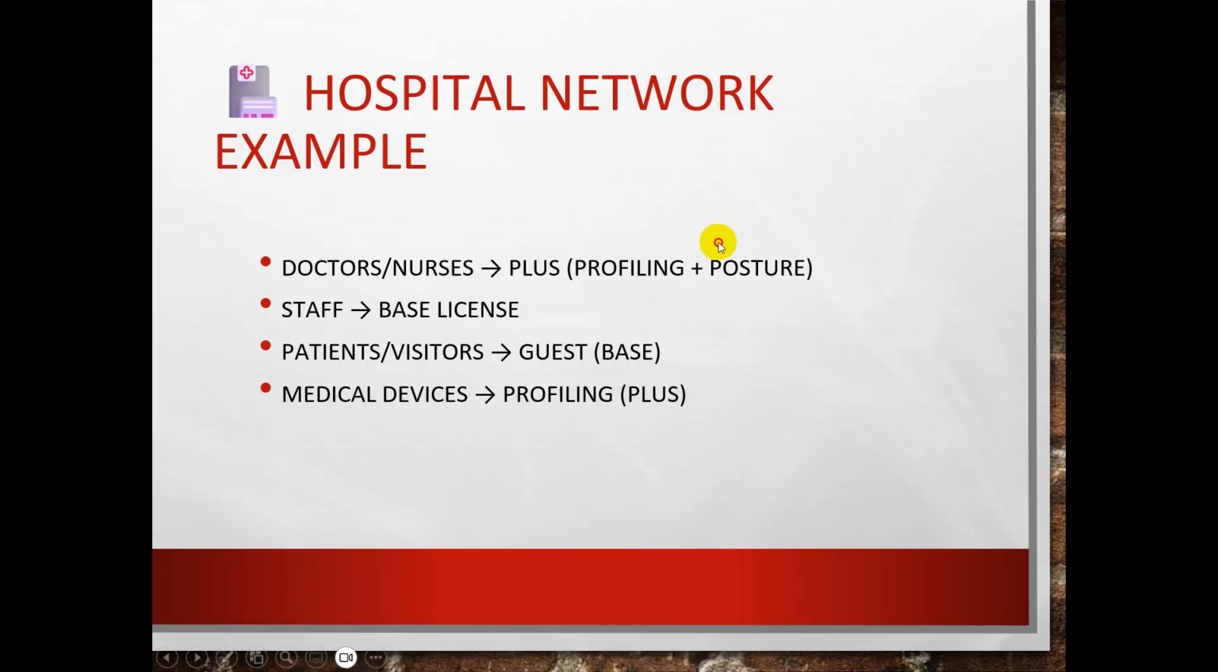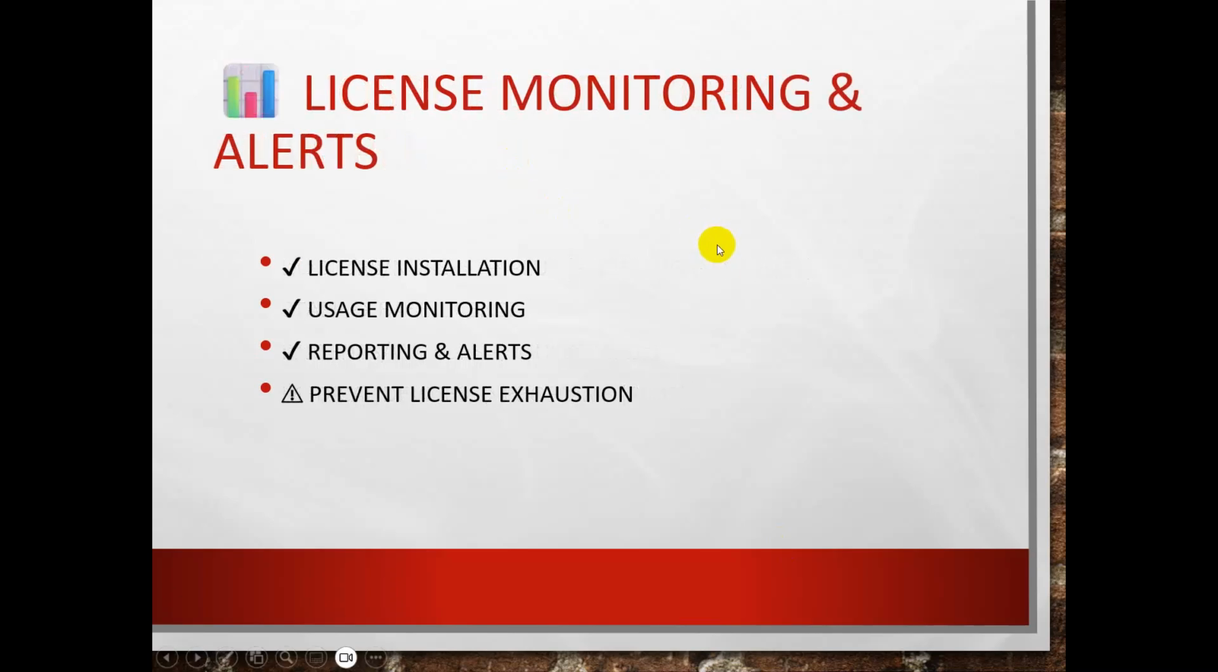How are licenses monitored? After deployment, monitoring is very important in Cisco ISE. Go to Cisco ISE, Administration, Licensing, and check current usage, peak usage, and remaining licenses. If the licenses are fully consumed, new users cannot be authenticated. This can cause a production outage. So always monitor license usage regularly.